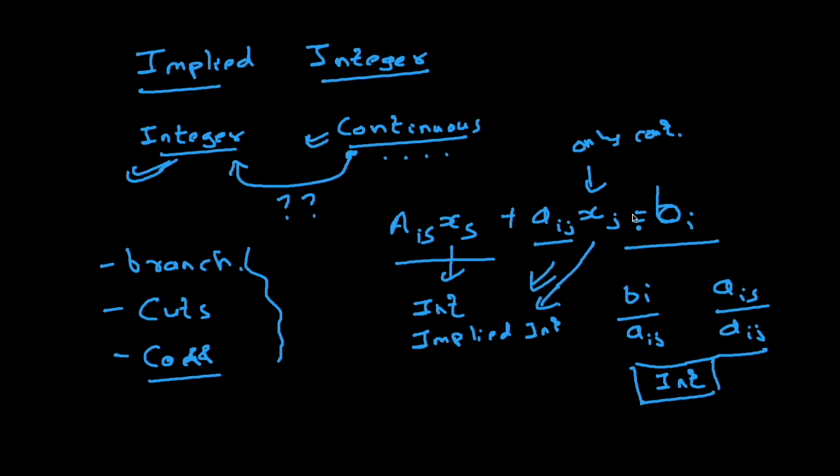Again, this has to be an equality, and everything else has to be integer. So when we divide this constraint by this coefficient, making this coefficient 1, all of these variables have to be integer in order for us to call this one implied integer. This method is called the primal way of detecting implied integer variables. Next we are going to look at the dual detection method.